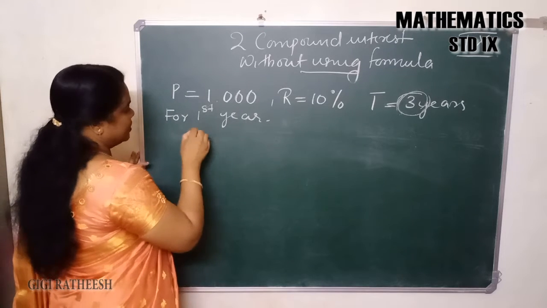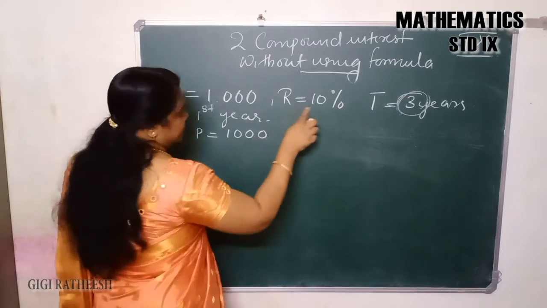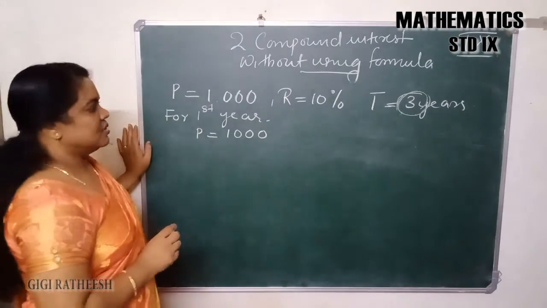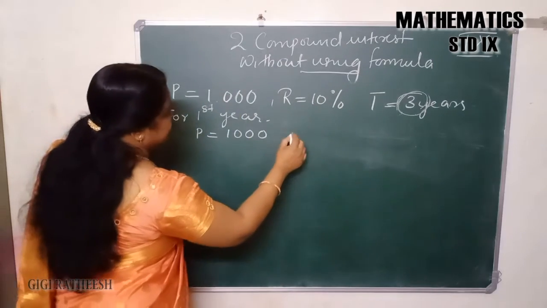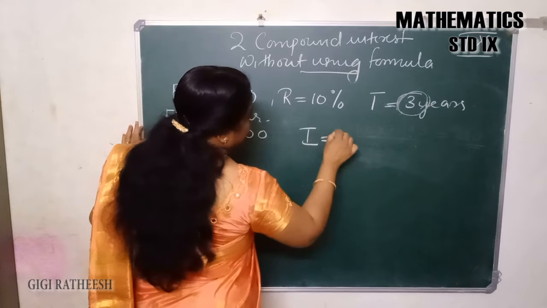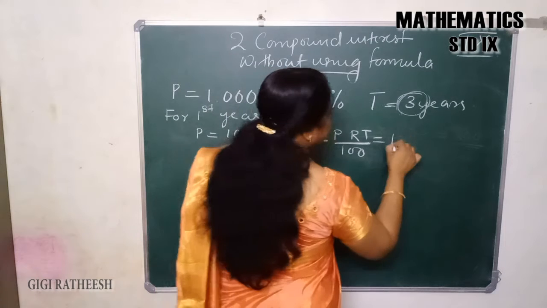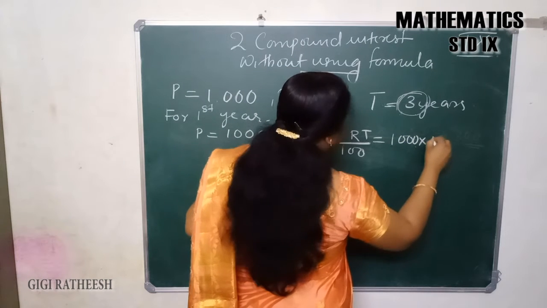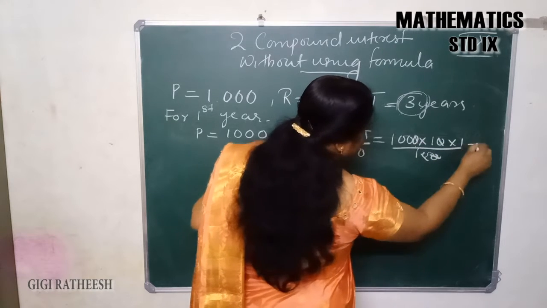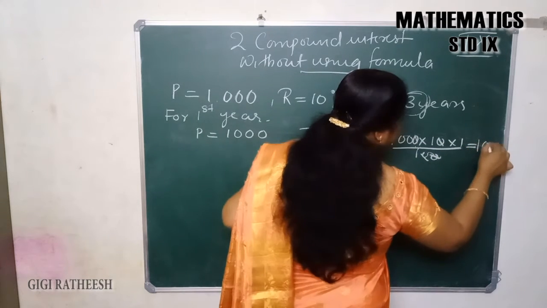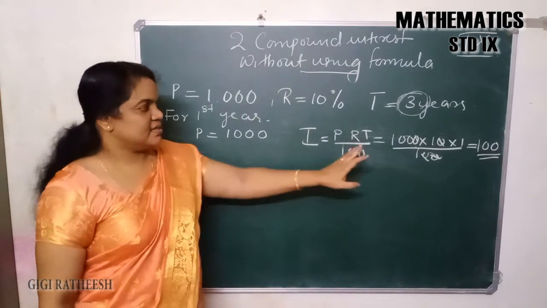P is equal to 1000, the rate is equal to 10% and T is equal to 1 year. For the first year, T is equal to 1 year. The formula is I is equal to PRT by 100, that is 1000 into 10 into 1 by 100. That is, 100 is the interest. After the first year, the interest is 100.